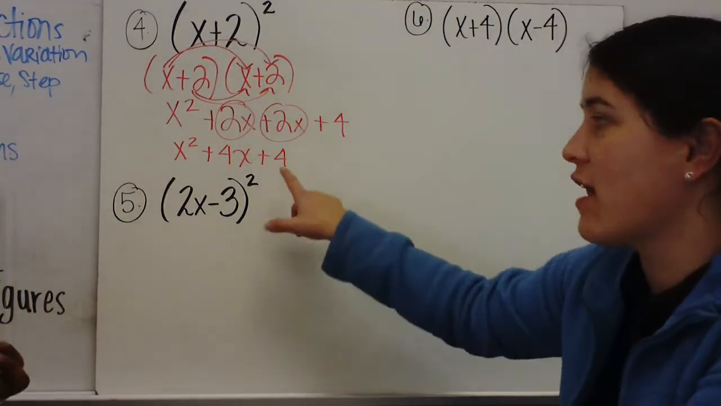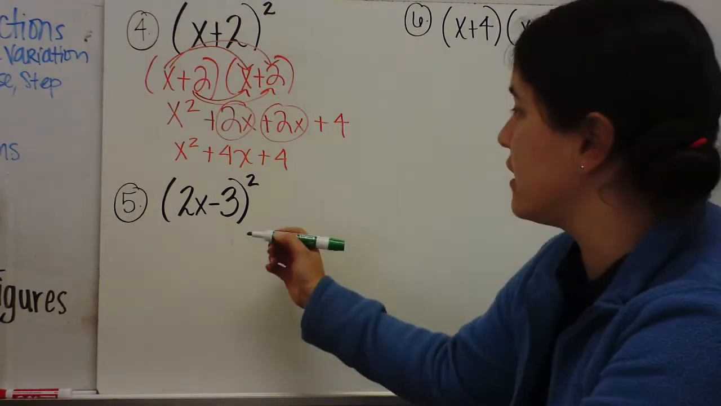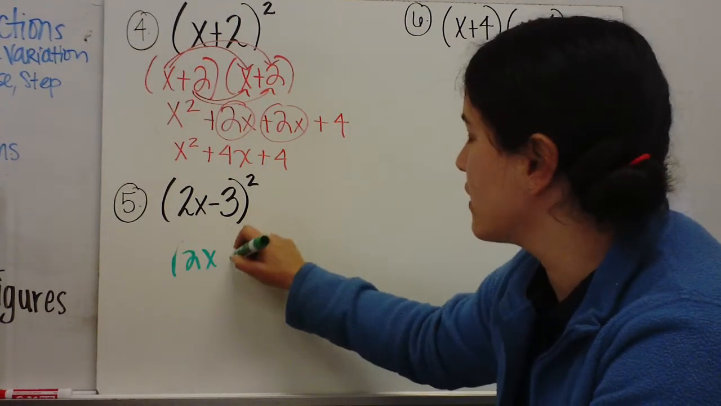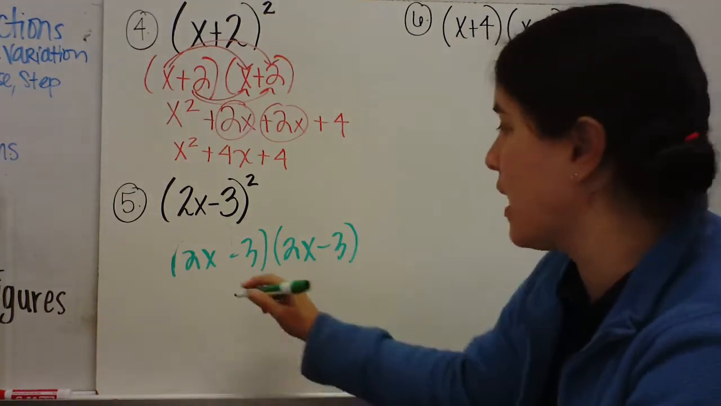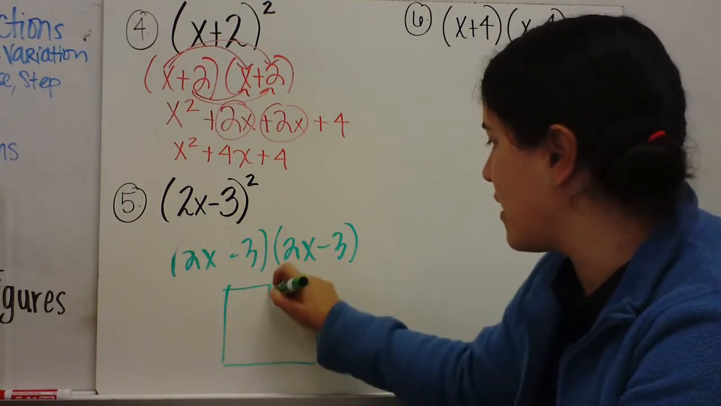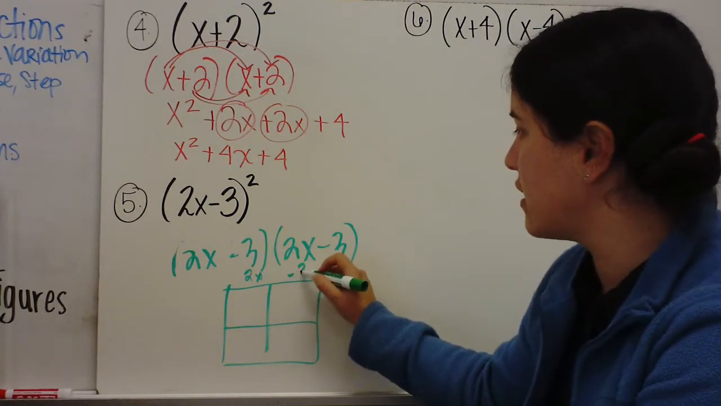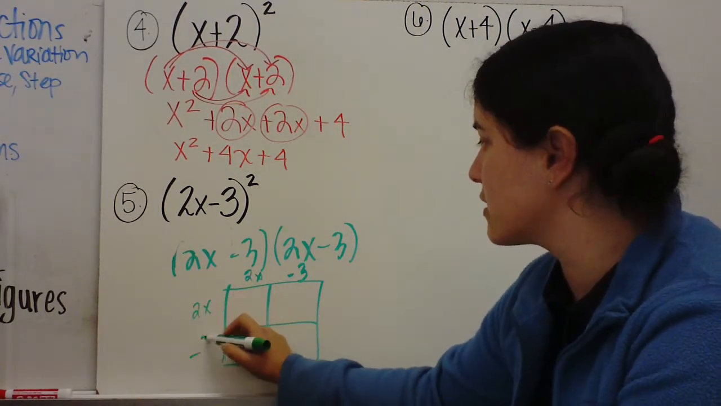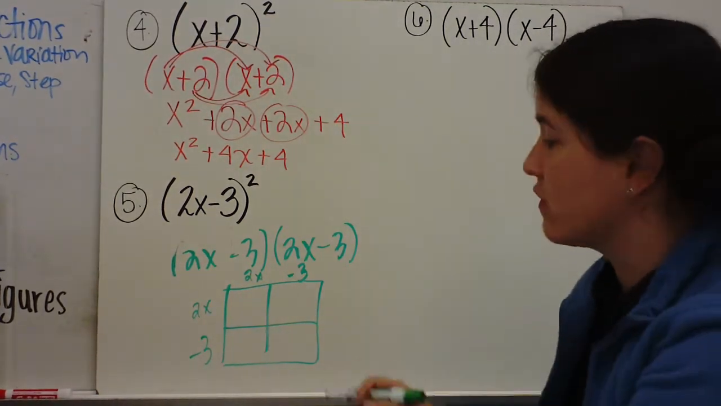And with example number 5, like Miss Barnes said, if you see that exponent, that is how many times you're going to multiply it. So this is 2x minus 3 times 2x minus 3. I'm going to show you the box method. Since I have a binomial and a binomial, I need a 2 by 2. So I'm going to have 2x and a negative 3 and a 2x and a negative 3. You're going to multiply on the outside and put your answer on the inside.